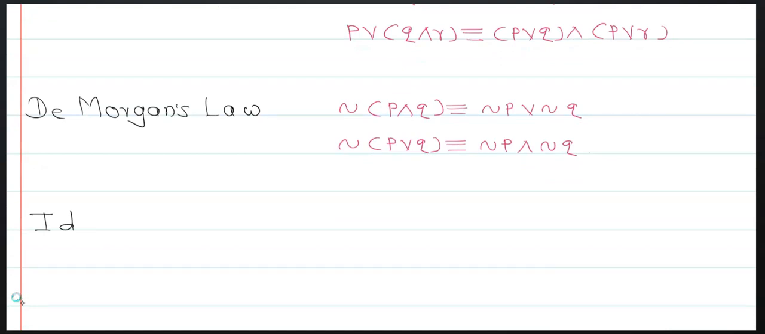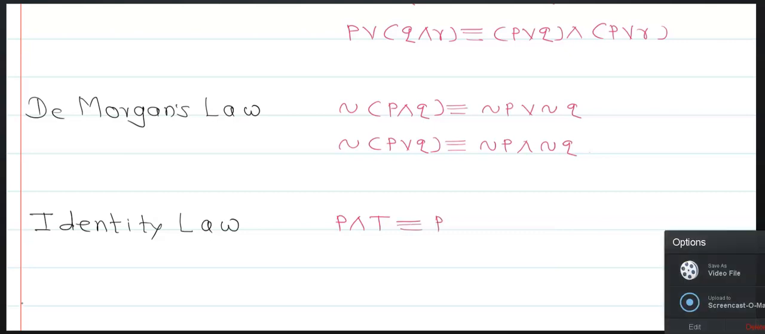Next is the identity law. That is, 5 plus 0, 0 plus 5, in the same way, is equal to 5. Identity law: P and T is equal to P. How is it? P and T is equal to P. Suppose this is 5 and this is 1. 5 into 1 is equal to 5. In the same way, here it is P and T.